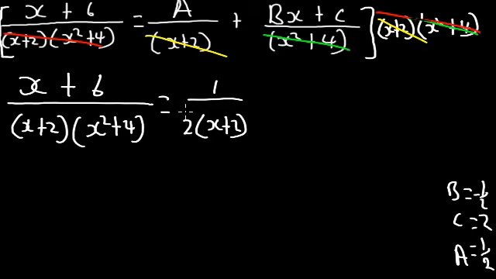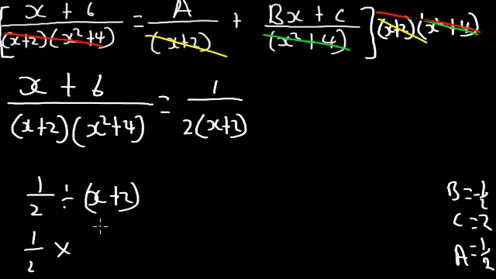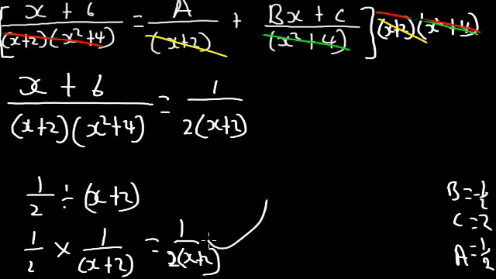I believe you should understand how I brought the 2 all the way down. I use the concept of keep, change, and flip. It should be 1 by 2 divided by x plus 2. Using the concept, we have to keep the first fraction, change the sign to product, and flip the other fraction, that's x plus 2. It's actually x plus 2 over 1. If I flip that, that would be the reciprocal. And eventually, that should be 1 divided by 2 times x plus 2. That's how I got this.